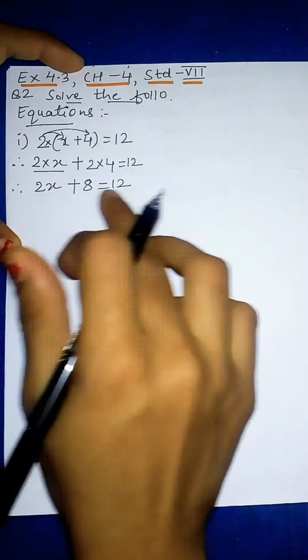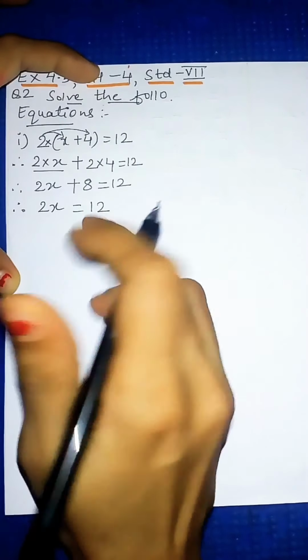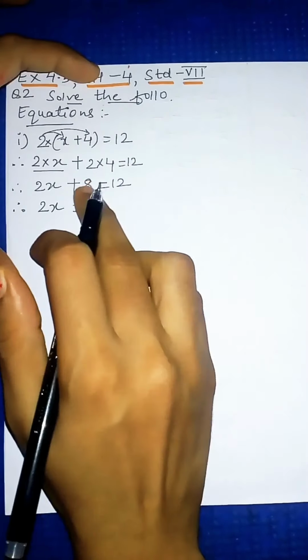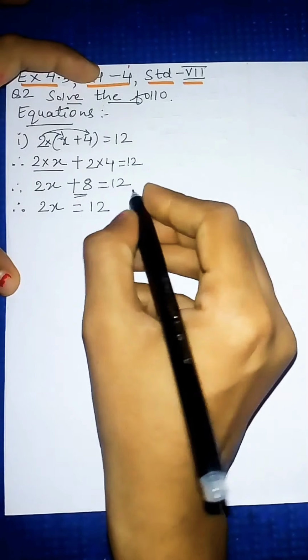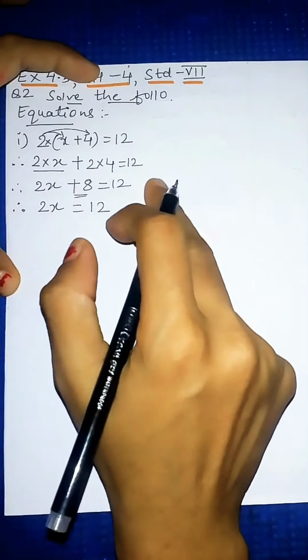Now this plus 8 we will take to the RHS part, so it will become minus 8. Here only 2x will be left, and on this side 12 is there, and this plus 8 I am transposing, meaning I am taking it to the RHS part. So the sign we have to change. Plus 8 is given, so when I write it on this side, I will write minus 8. Sign change is very important, don't forget. So our next step will be 2x, and here 12 minus 8 will give you 4.